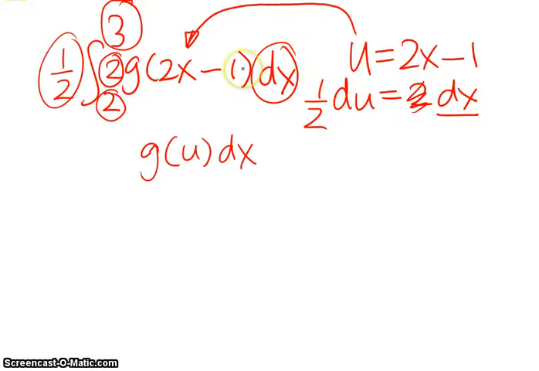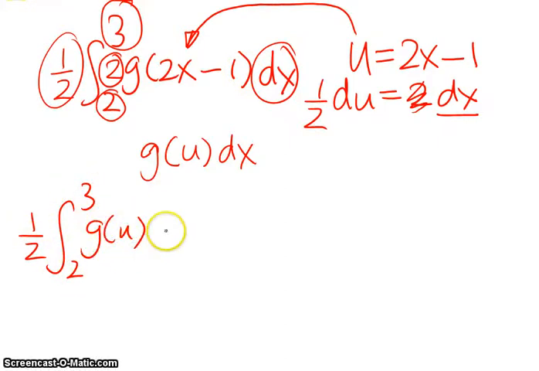See, half du. Now finally, that's not enough. So is the answer just half g of u du? There's one of the choices like that. It's not, because those are the bounds for x, not u.